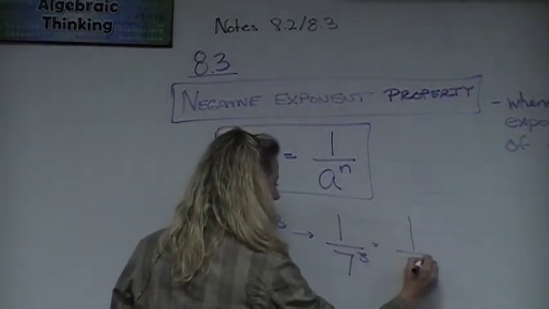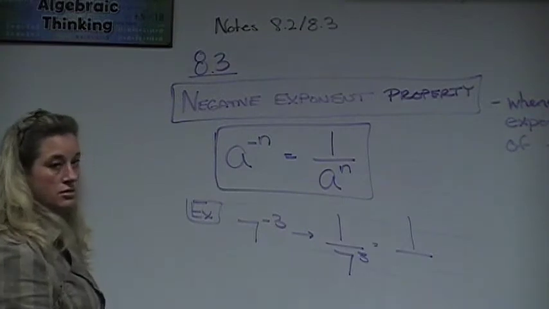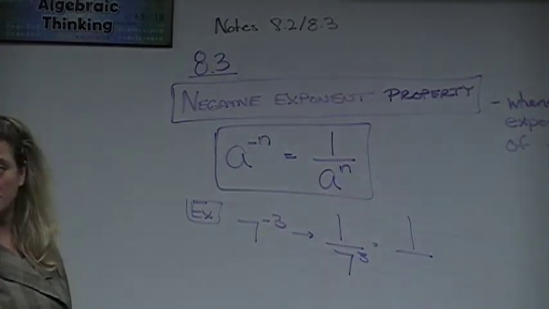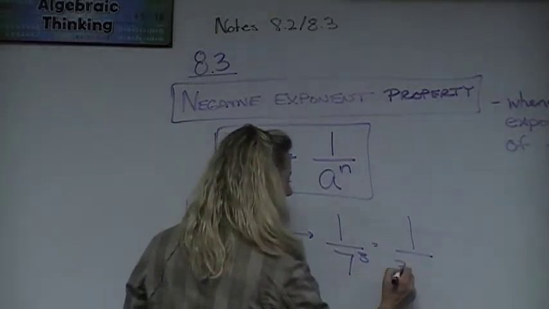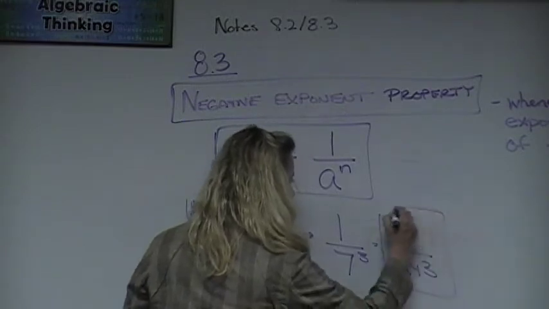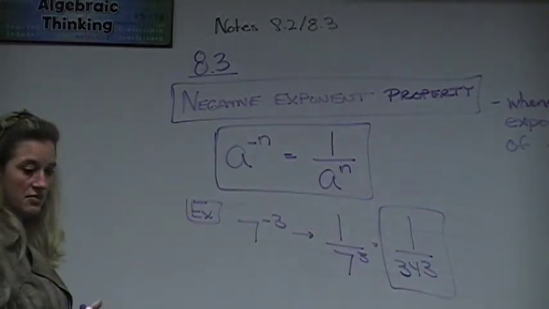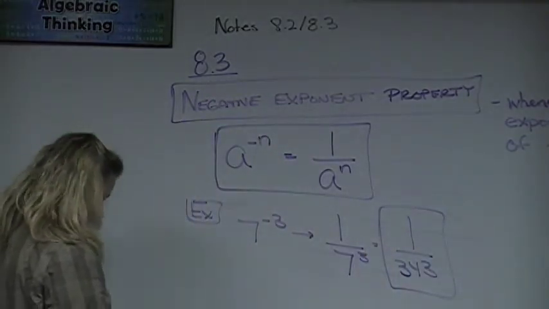What is 7 to the third, class? 7 times 7 is 49, times 7. What is it? 343. Good. 1 over 343. 7 times 7 times 7 is what 7 to the third is. All right, let's do another one.